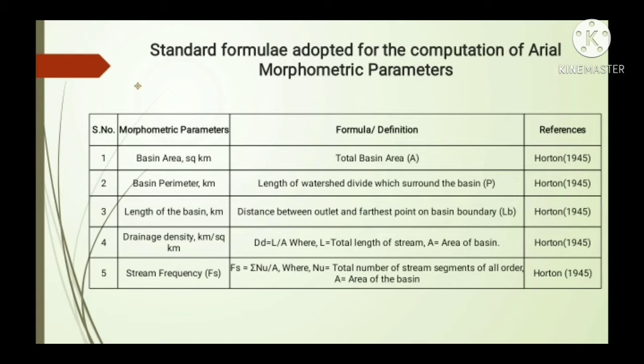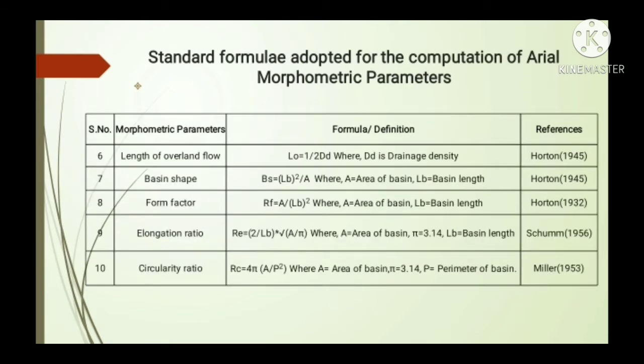Stream frequency is the total number of stream segments of every order per unit area. Low stream frequency is indicative of an area that has low relief with permeable subsurface strata. Length of overland flow denotes the maximum length of the surface flow of runoff that steers the formation of stream channels. Length of overland flow is considered to be of higher significance in a small size watershed. The ratio of the square of the basin length to the corresponding area, which indicates the circular nature of the watershed, is referred to as basin shape.